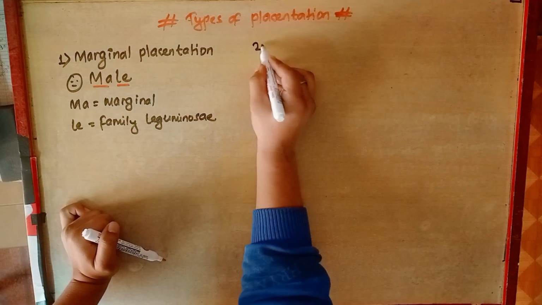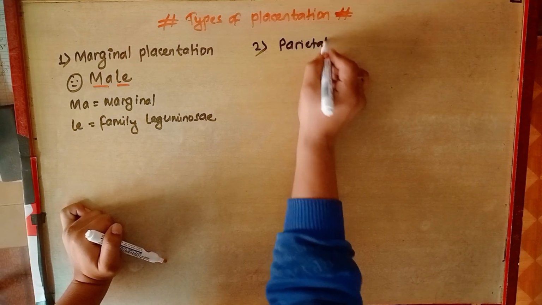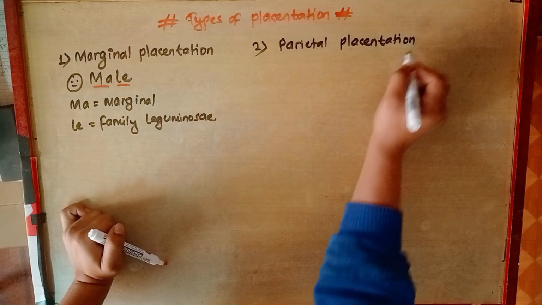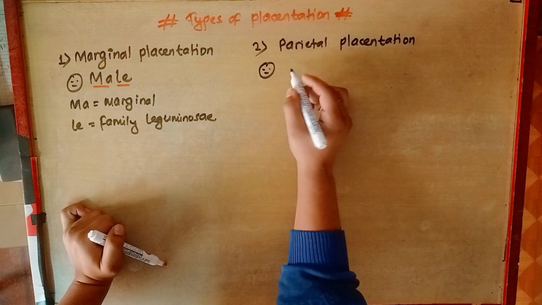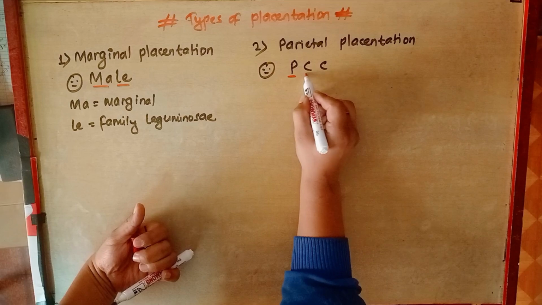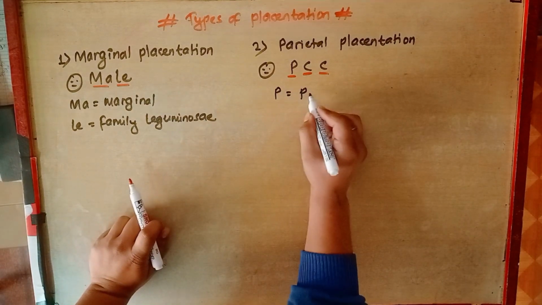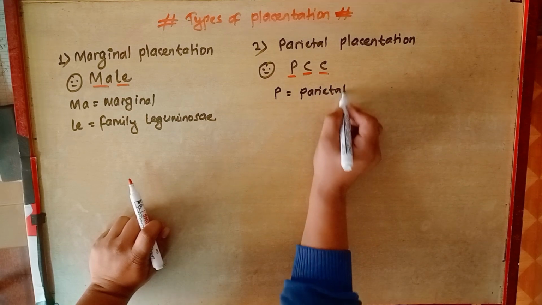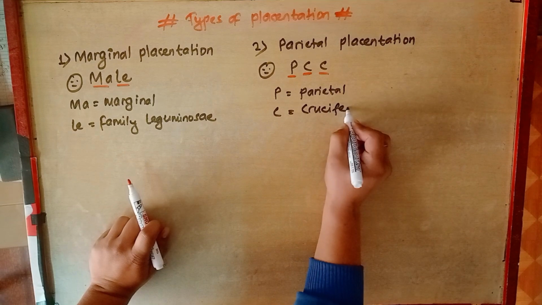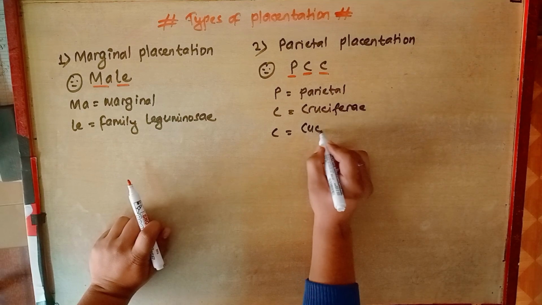And second, we have parietal placentation, and the trick is PCC. Here P means parietal, C means Cruciferae family, and again C means Cucurbitaceae.